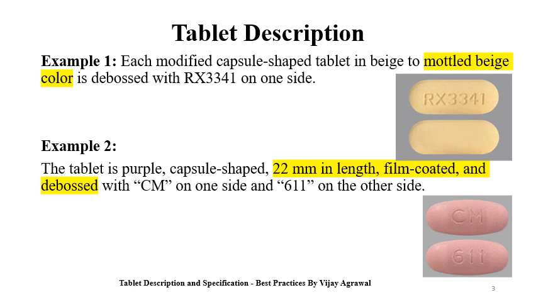See, these examples I have taken from internet to make you understand. Example 1, each modified capsule shaped tablet in beach to mottled beach color is debossed with RX3341 on one side. You can see in the picture. They have included the color, shape, and debossing. Example 2, the tablet is purple, capsule shape, 22 mm in length, film coated, and debossed with CM on one side and 611 on the other side. So the length and dimensions are included here. This type of description you will find in the European product label mainly.